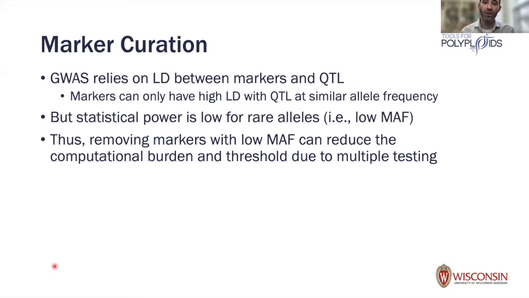So if your QTL has a low minor allele frequency, or MAF, you're going to have a hard time finding it. And markers that have low minor allele frequency can potentially only be good for detecting QTL with low minor allele frequency, which I just mentioned is difficult. So the bottom line is that there are incentives to remove markers that have low minor allele frequency, because one, it reduces the computational burden. You have fewer markers to test, and the fewer markers you test, the less you have to adjust your significance thresholds to account for the multiple testing phenomenon.